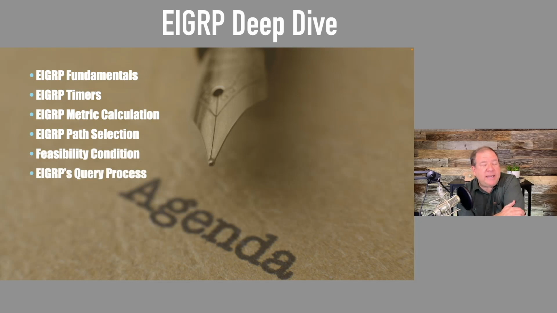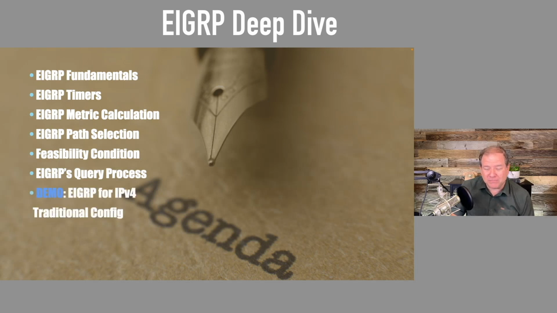We'll talk about what EIGRP does if it loses a route and there is no feasible successor. It's going to send out a query throughout the network saying, hey, does anybody know how to get to this network I just lost connectivity to? And we'll talk about an issue that, well, it used to be an issue. It's called stuck in active. We'll see what used to result in a stuck in active condition.